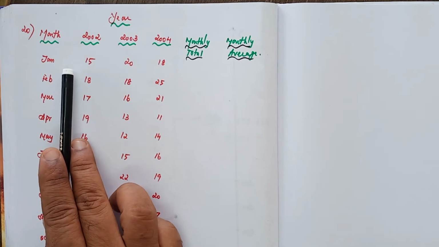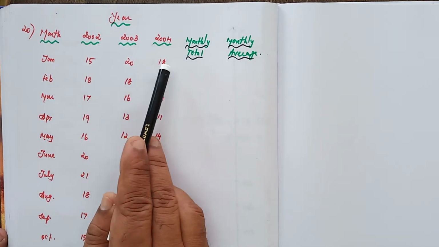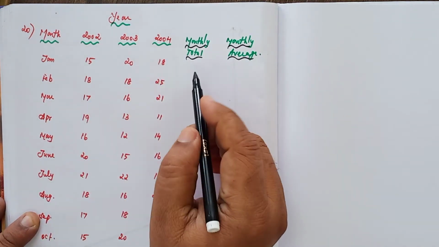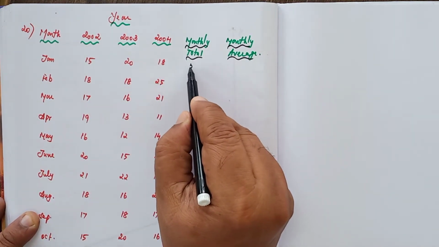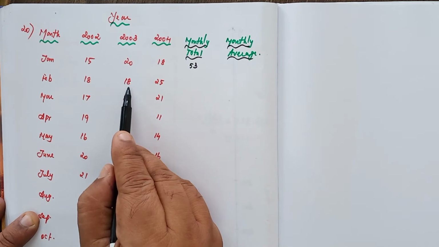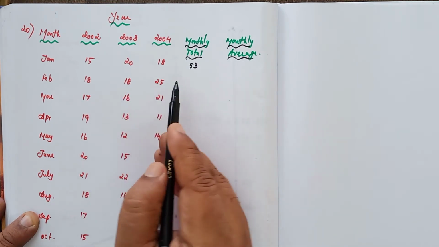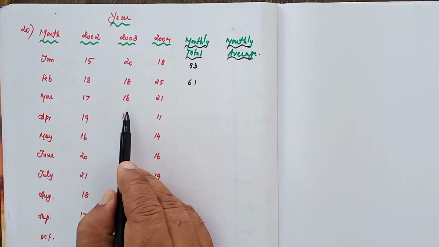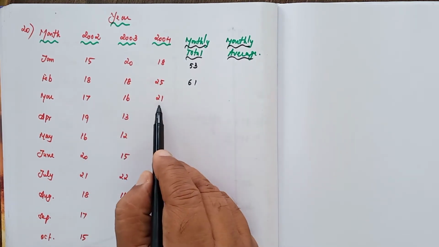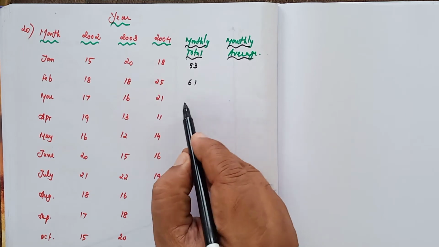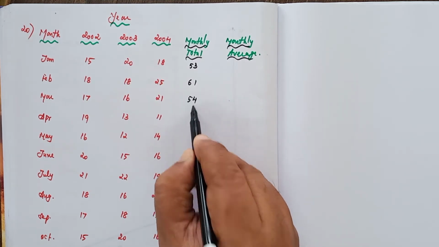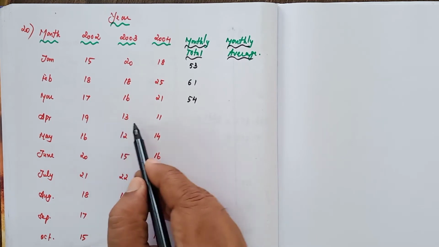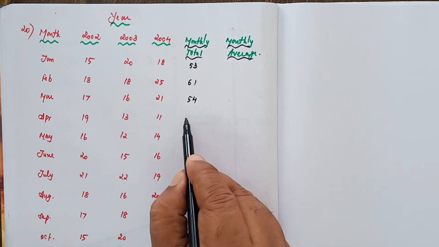For the month of January, 15 plus 20 plus 18, you have to add all the three. 35 plus 18 is 53. 18 plus 18, 36. 36 plus 25 is 61. 17 plus 16 is 33. 33 plus 21 is 54. 19 plus 13 is 32. 32 plus 11 is 43.